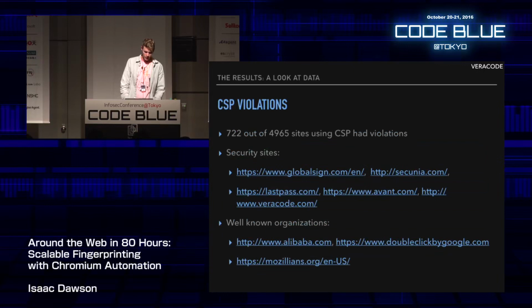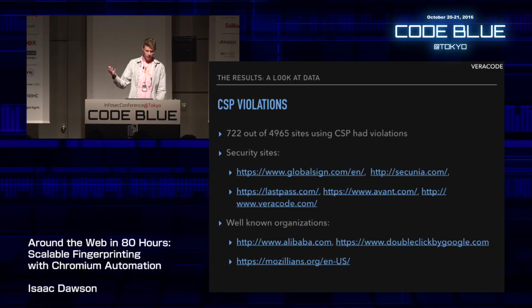For CSP violations, you may notice I said 740 earlier. It's actually 722 unique final URLs, because the Alexa list is the first URL you go to, but it's going to redirect you, and I follow those redirects to the final page. So out of about 5,000 sites, 722 of those had violations.